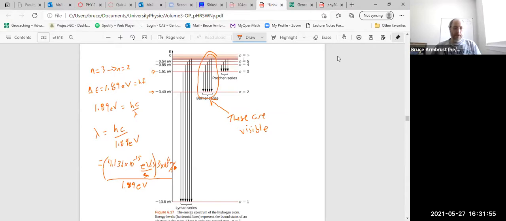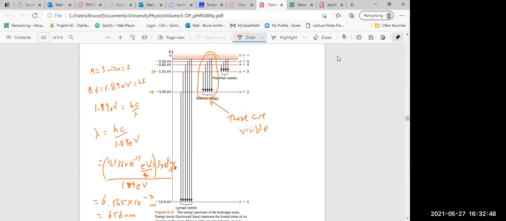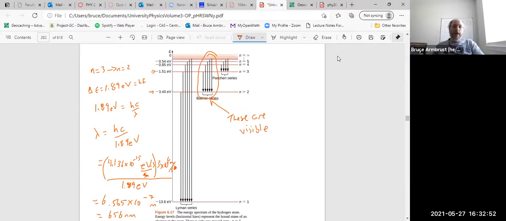So let me see what I get here real quick. 4.136 times 10 to the minus 15 times 3 times 10 to the 8th divided by 1.89. And I get 6.565 times 10 to the minus 7, which is 656 nanometers. What color is that? Red. Yeah, it's definitely on the red end, right? So it's going to be kind of a reddish color.